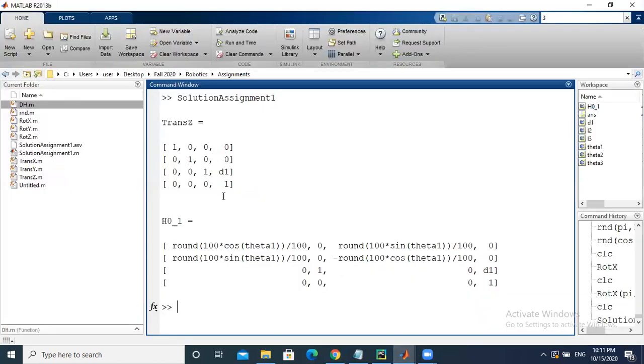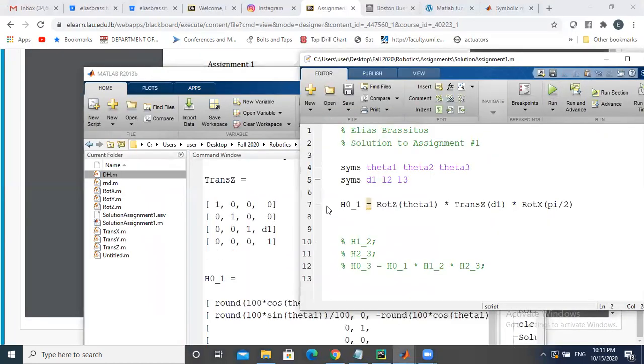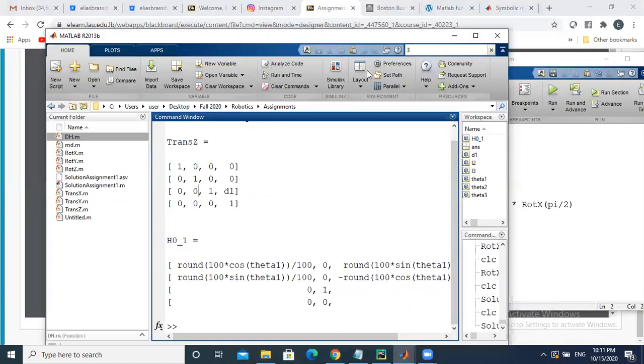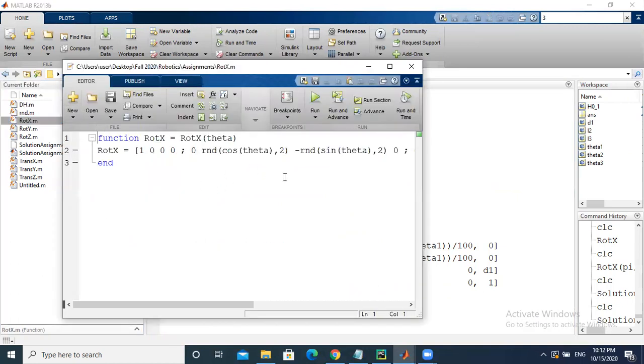Okay, let's check this out and just confirm what that is. Just run that. Here we go. Okay, let's run it. So here we are doing some rounding for theta 1, right? And I think this is what I did last time.